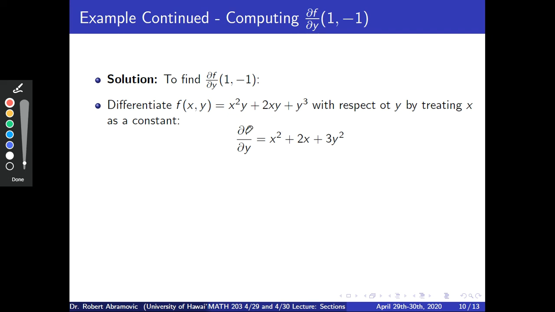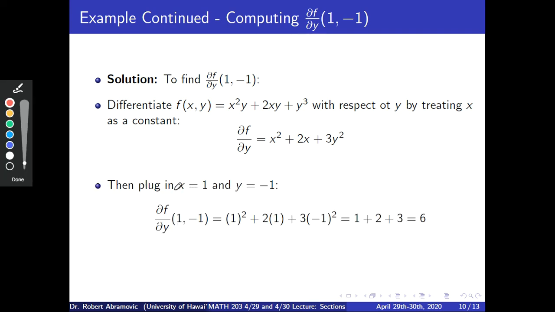3 comes down, subtract 1 from the power, and it becomes 3 minus 1, which is equal to 2. Next, plug in x is 1, y is negative 1. We get df dy at (1, negative 1). It's 1 squared plus 2 times 1 plus 3 times negative 1 squared. X is 1, and y is negative 1. Everything's positive here, so it becomes 1 plus 2, which is 3, plus 3, which is positive 6.